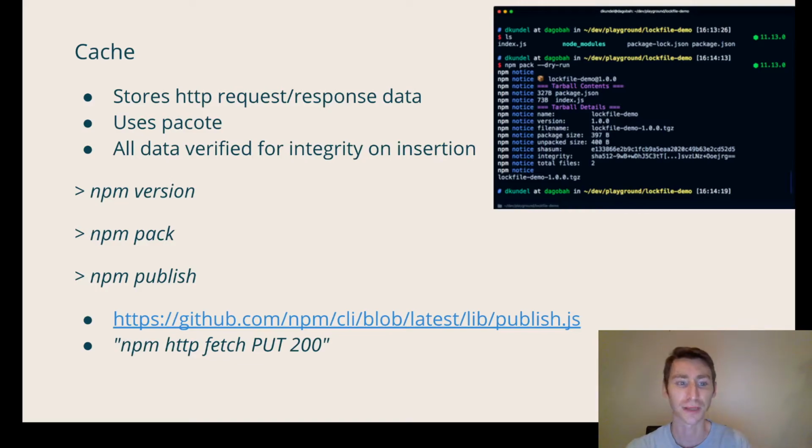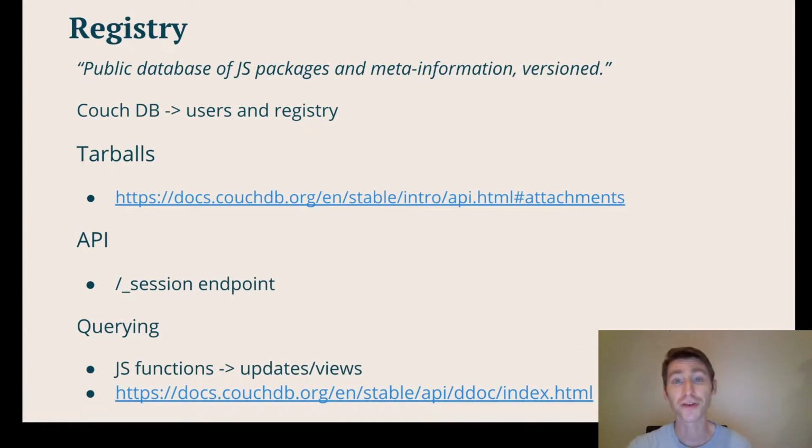So you can see in the logs it prints npm HTTP fetch put and the response, 200. So the registry, it's a large public database of JavaScript packages and the meta information surrounding it. It's versioned, so it's like Git. It uses Apache's NoSQL database CouchDB to manage publicly available data. It offers good storage performance and replication. It has a database for users and one for the registry, and the latter holds the packages.